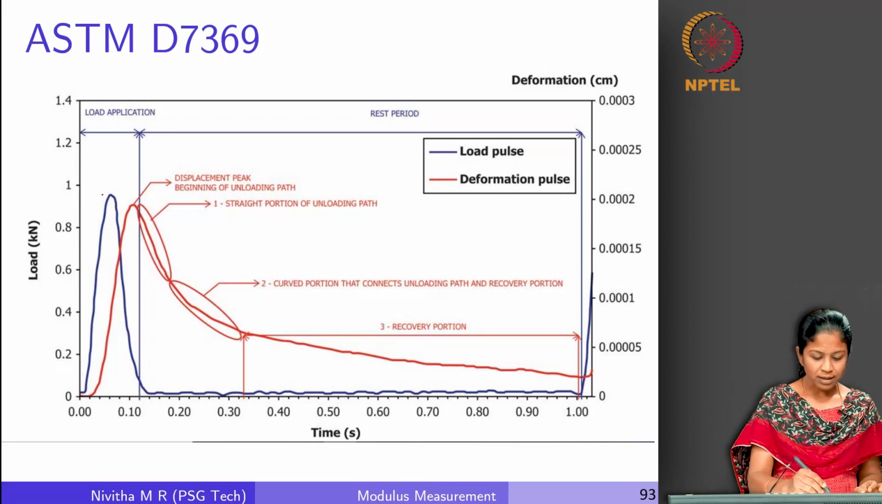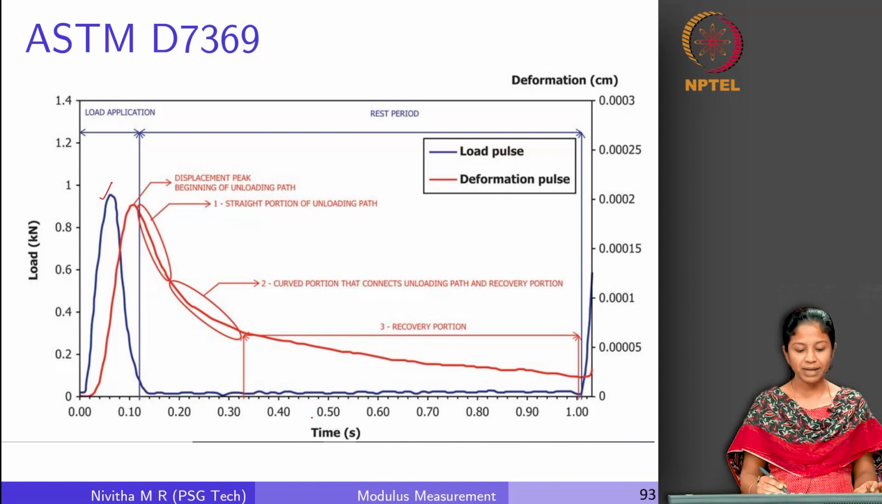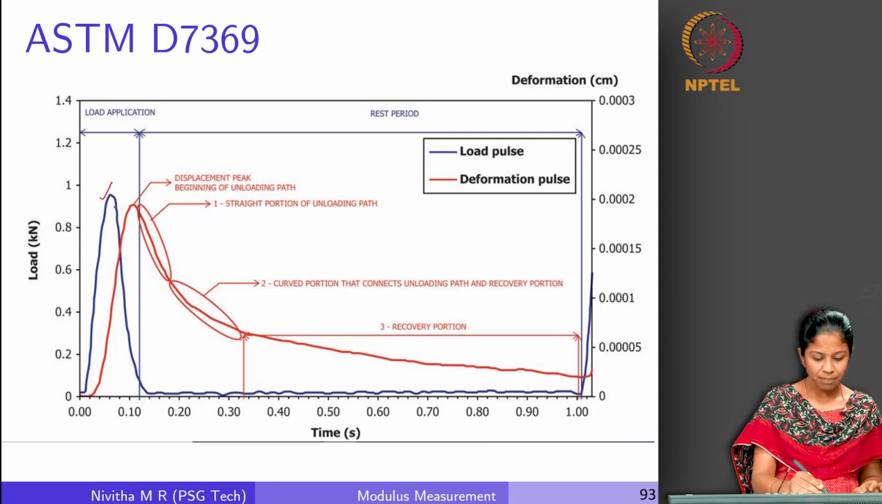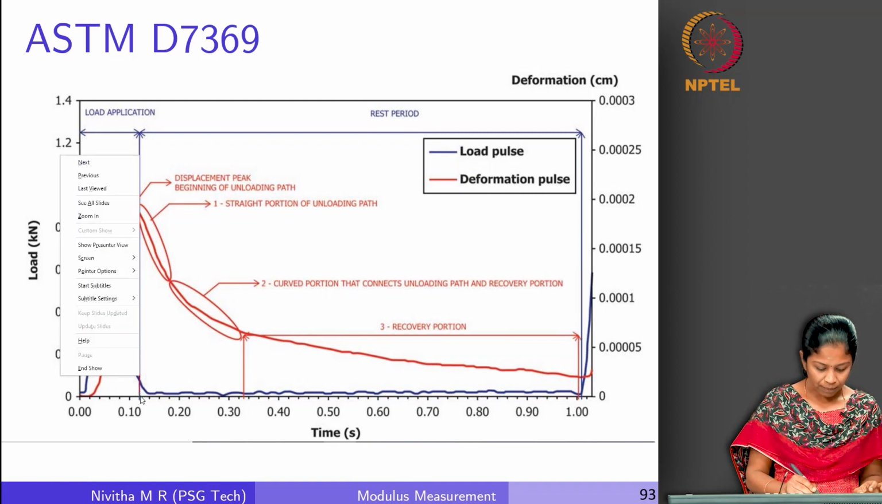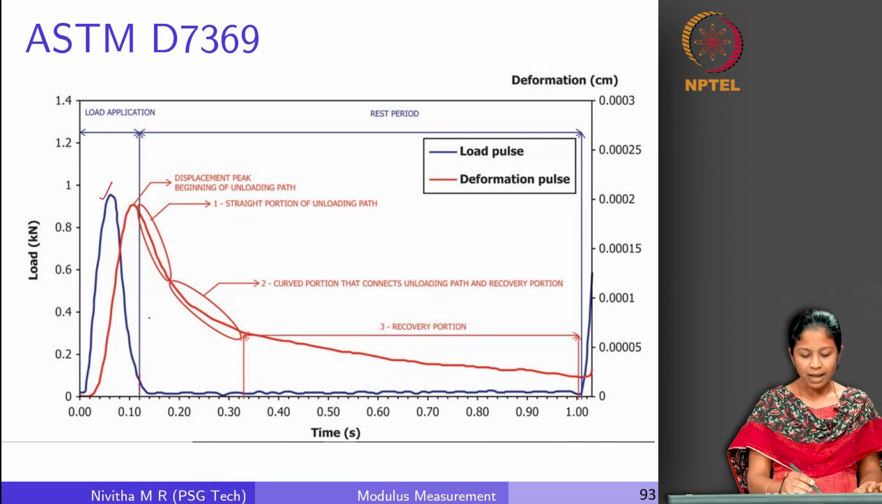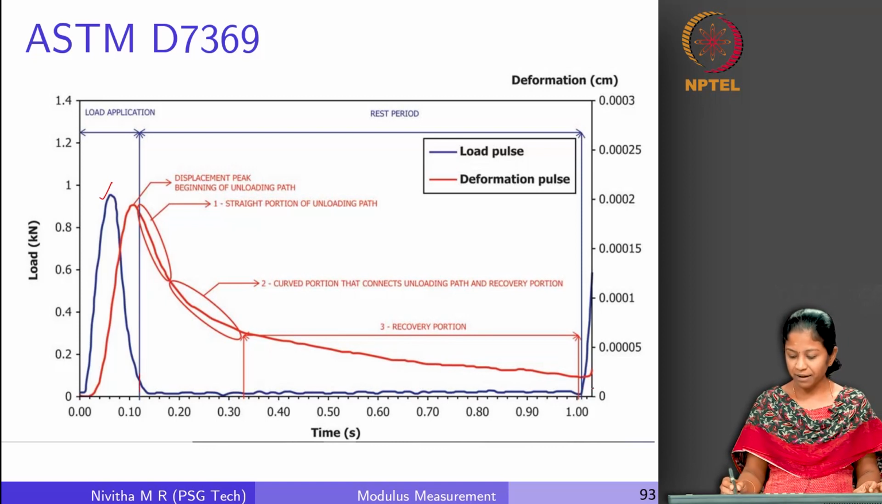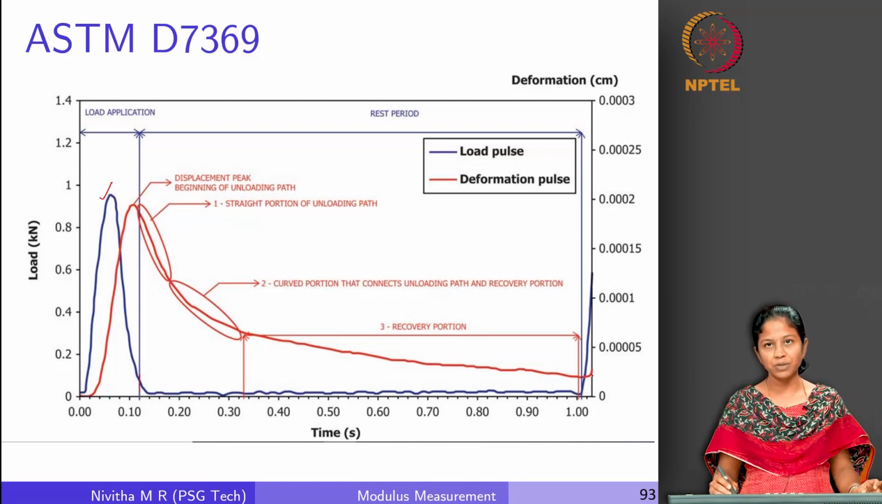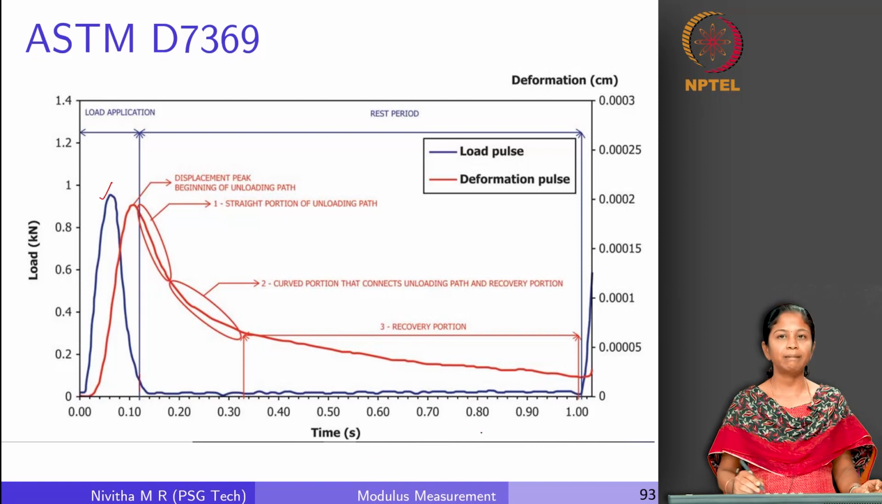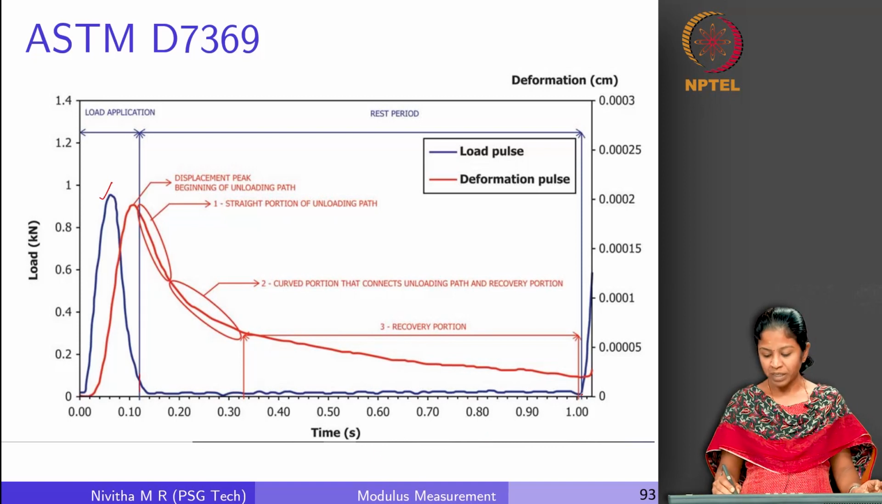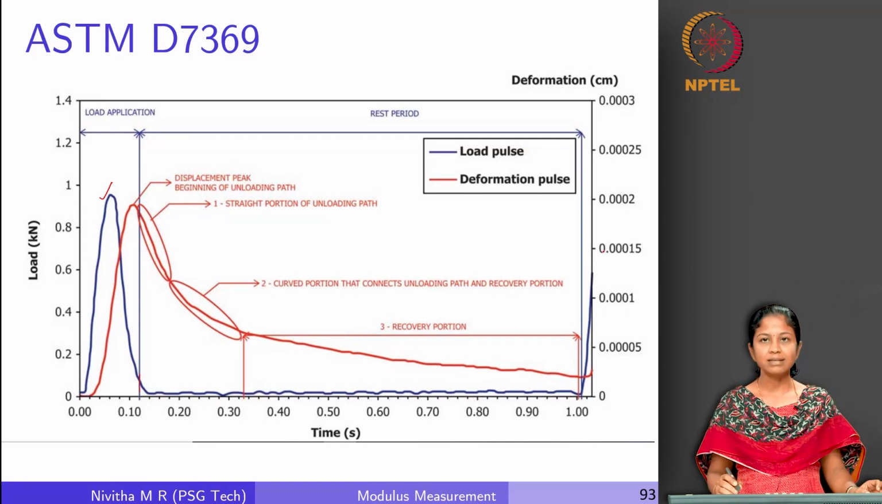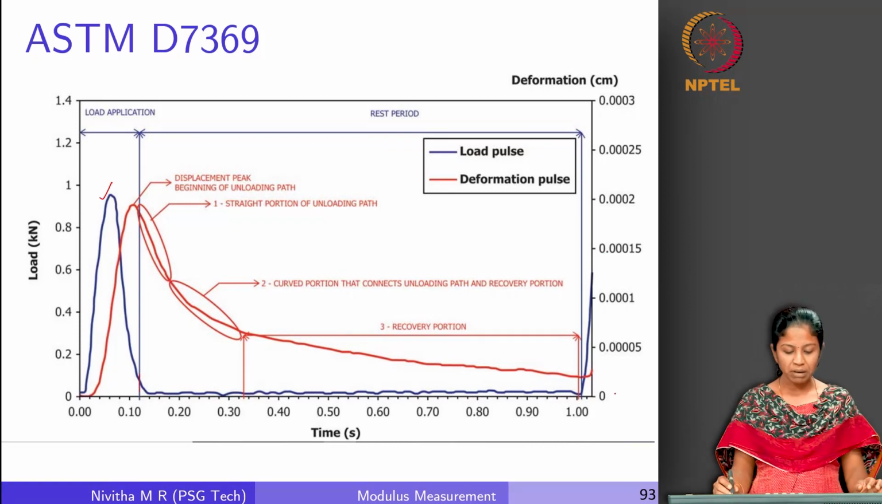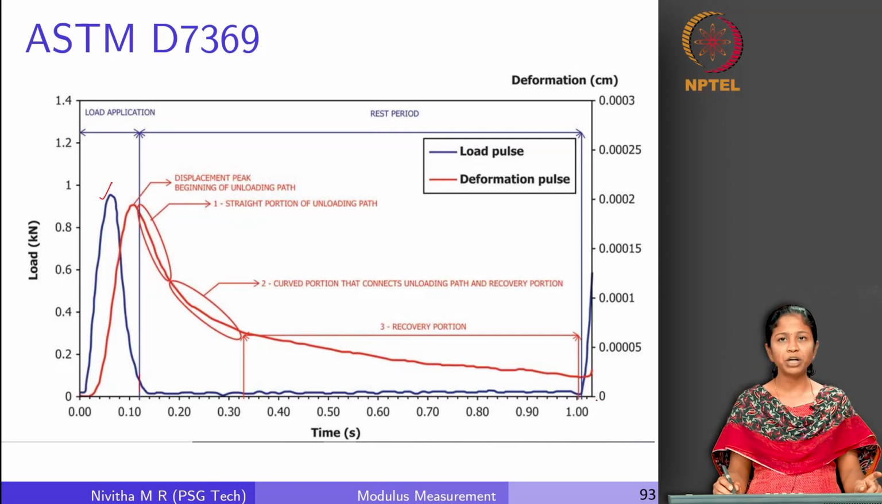So, this is how the load and deformation plot will look like. If you look at this blue line here, it is the load application. You can see there is a peak load and then the load comes back to 0 at 0.1 seconds, and then there is a rest period that we have given. So, at the end of 1 second, which is 0.1 second loading and 0.9 second rest period, the total cycle time is 1 second. At the end of 1 second, the next cycle starts. So, this is the load application for one particular cycle.